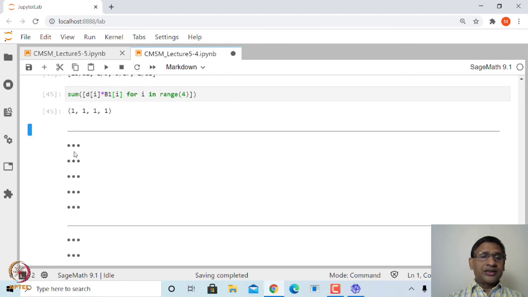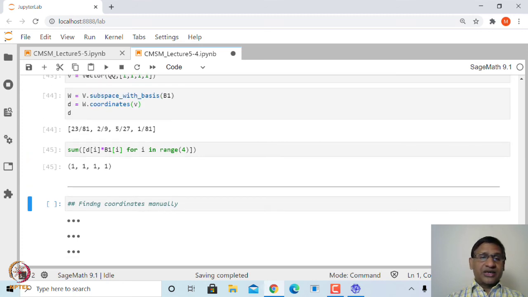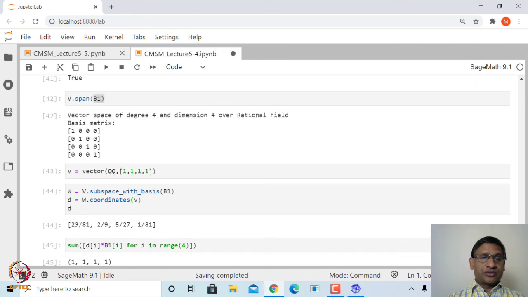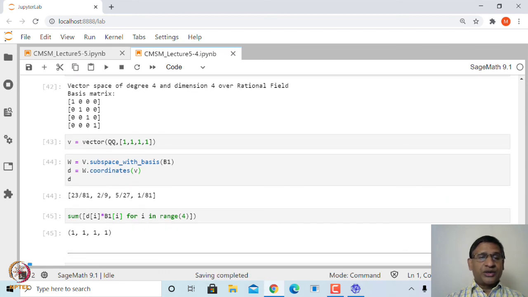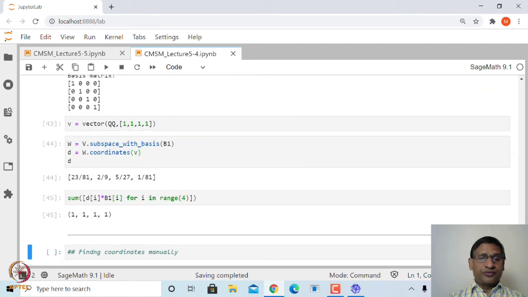But how do you find the coordinates manually? So v is a vector, and you want to find the coordinates of v with respect to B. That means suppose the coordinates are d1, d2, d3, d4. That means d1 times u1 plus d2 times u2 plus d3 times u3 plus d4 times u4 should be equal to v, right? And now u1, u2, u3, u4 are vectors. Vectors we generally think of as column matrices. So what you have is d1 times the first column, that is u1, plus d2 times the second column u2, plus d3 times u3, plus d4 times u4 is equal to v.